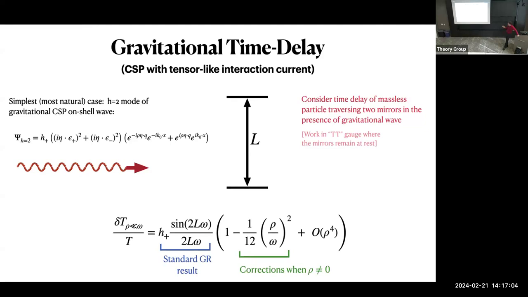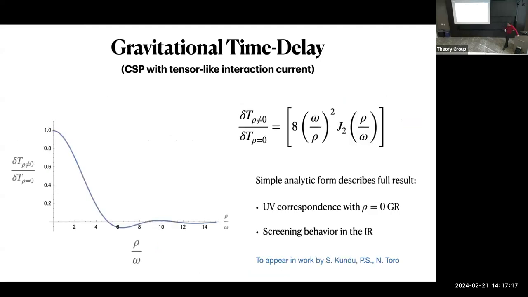Omega is the frequency of the incoming gravitational radiation. And then, of course, you obtain corrections to this, and these corrections are small in the limit that rho goes to zero. Now, in this particular problem, there's actually a really simple closed form analytic expression for the deep infrared. It's a Bessel function. If I take the ratio of the time delay at non-zero rho and compare it to the time delay at rho equals zero, I literally just get a Bessel function.